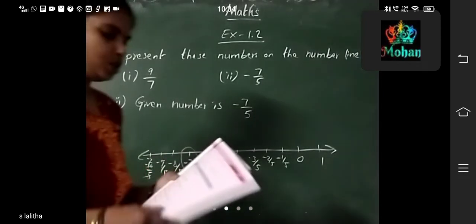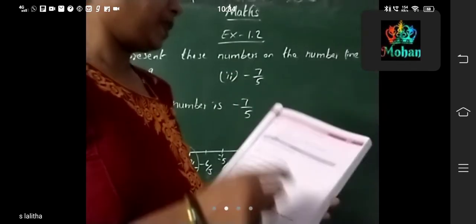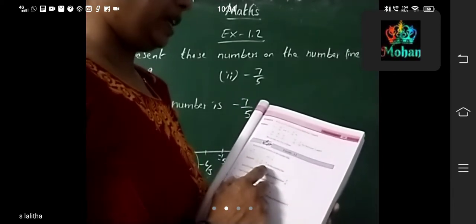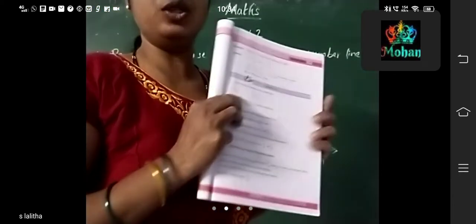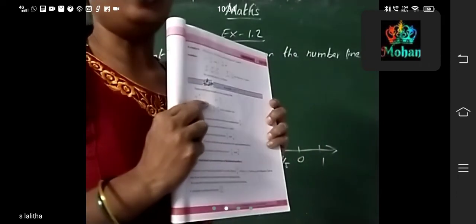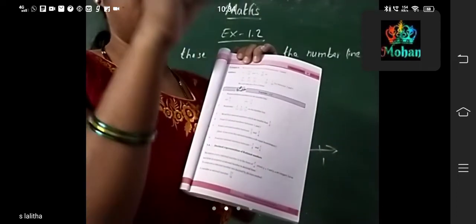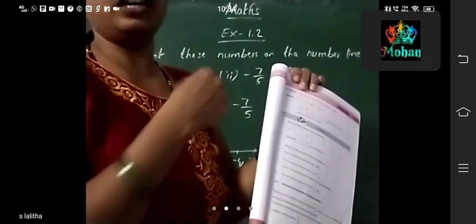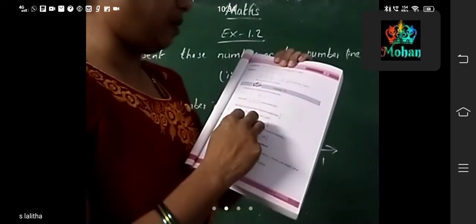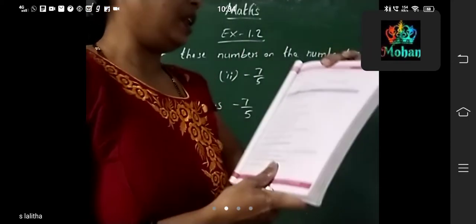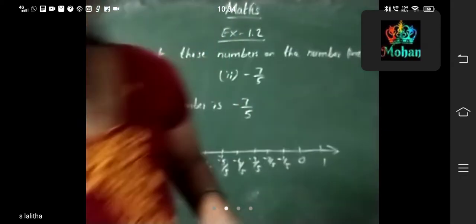Next, see the second question. Represent minus 2 by 13, 5 by 13, minus 9 by 13 on the number line. Can you represent on the number line, children? You can draw the number line and divide into 13 parts: 1 by 13, 2 by 13, 3 by 13, like that, and minus 1 by 13, minus 2 by 13, like that. You can represent on the number line. You can do this second one as homework.